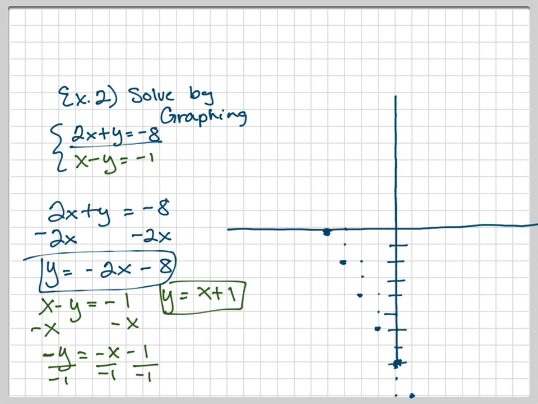So I have a somewhat neat graph here. Whoa, Pete. Wowzers. That's about the best I'm going to do.